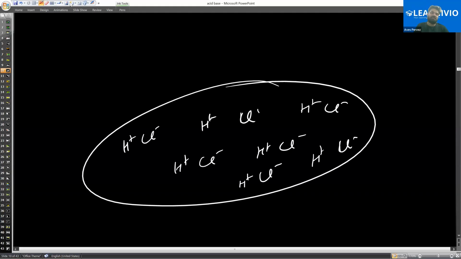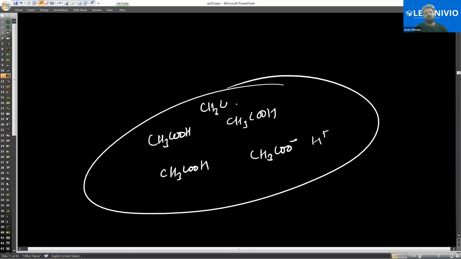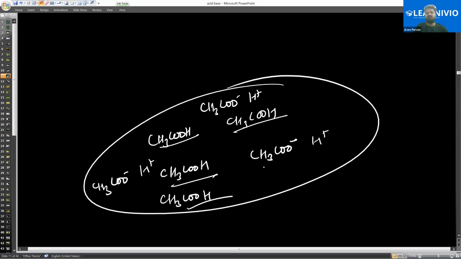But in case of weak acid, not all of them dissociate. For example, CH3COOH is a weak acid. Most of them remain in their original form, like CH3COOH, and some of them dissociate into CH3COO minus and H positive. This is called partial dissociation. If we have 100 CH3COOH and out of that 100, 50 or 20 or 30 are dissociating, that's considered to be a weak acid.